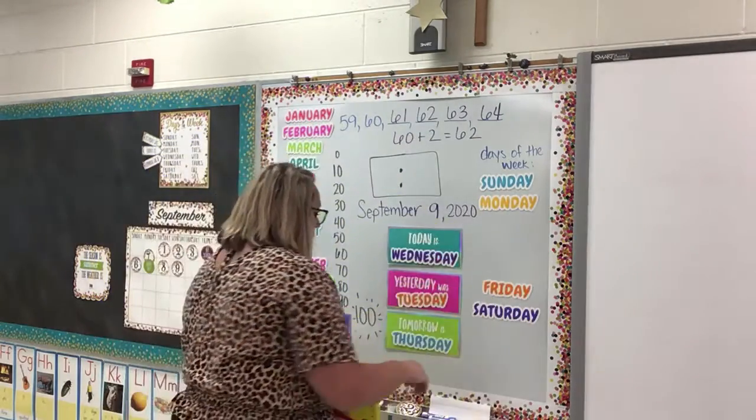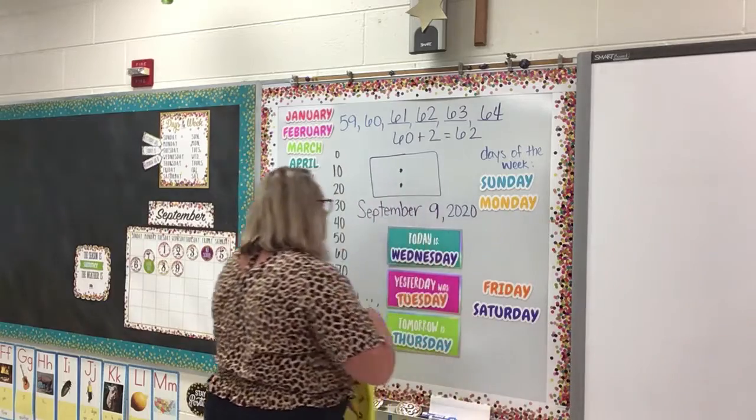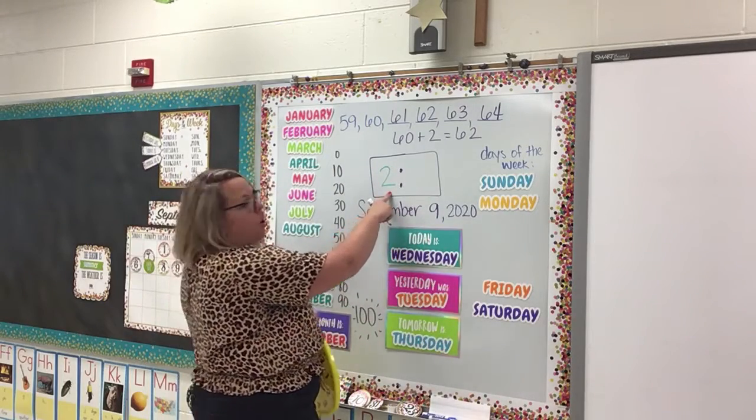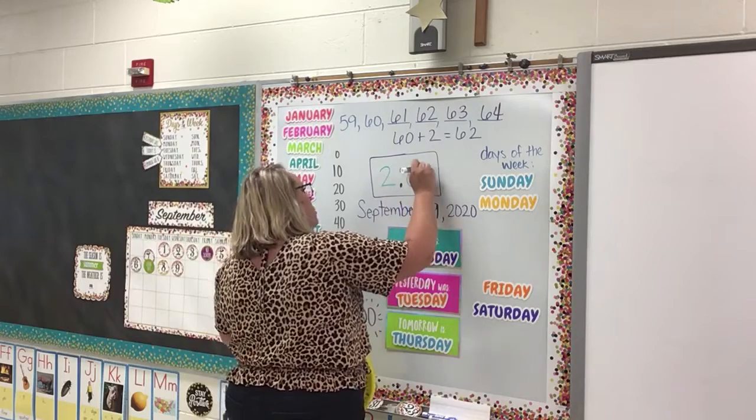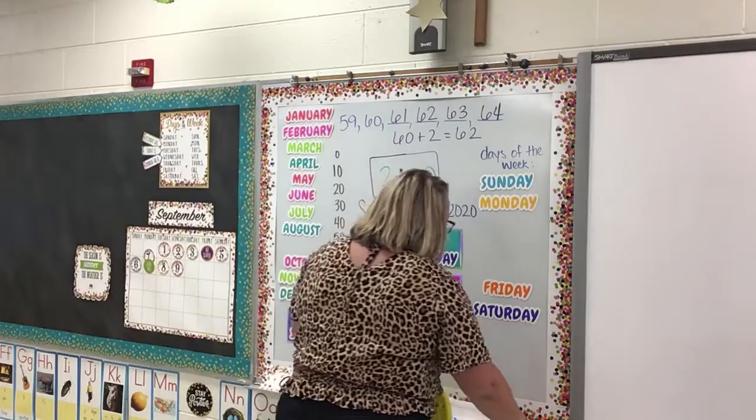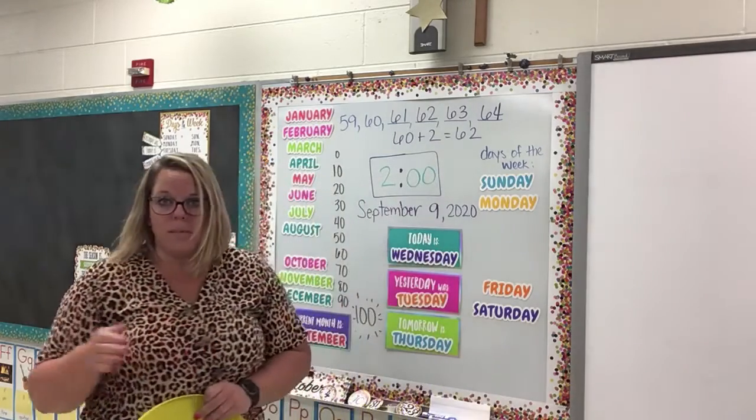So on my clock, we need to write 2 o'clock. The hour goes on the left side of the colon. And these 2 zeros after say o'clock. Remember, if it's o'clock, there are no extra minutes past the hour.